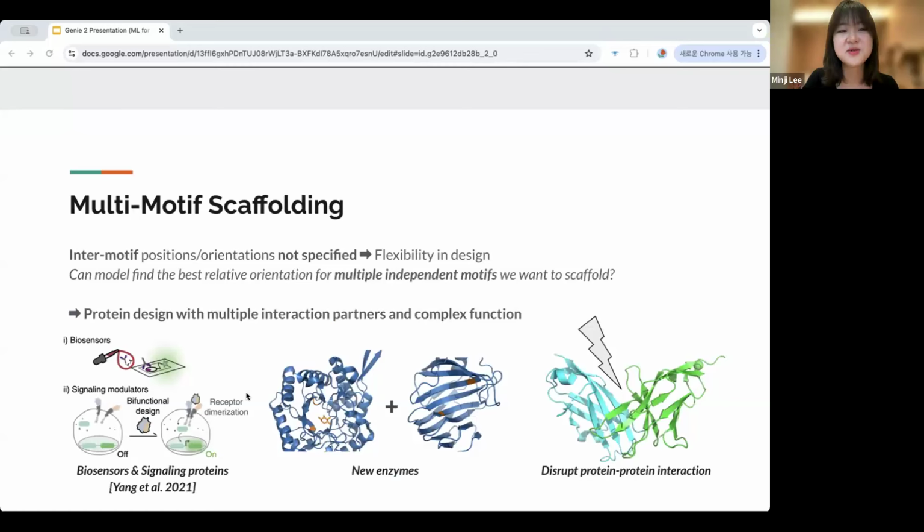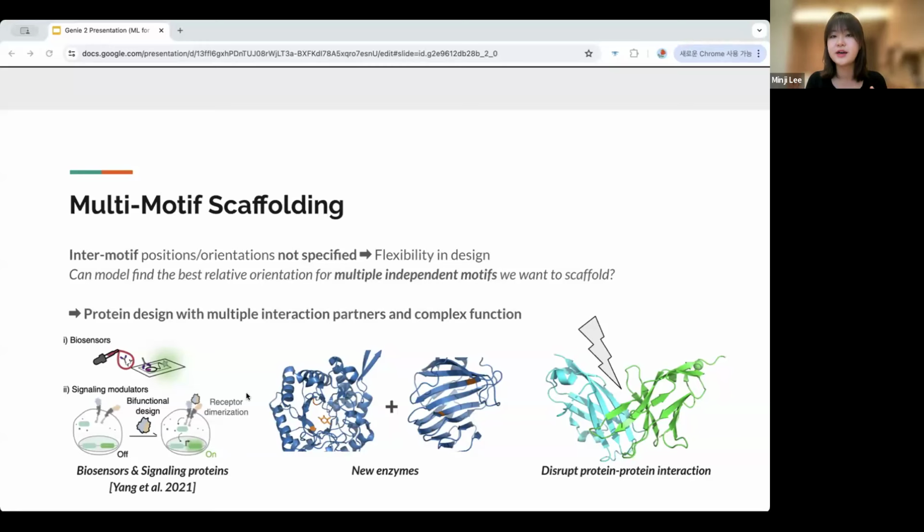So going to the next, we evaluate Genie on 6 newly created multi-motif scaffolding tasks, which we think have large potential for complex protein design tasks, such as designing biosensors, signaling proteins, enzymes, and protein-protein interaction disrupting or enhancing protein therapeutics. In the previous single motif scaffolding problems, we had continuous motifs consisting of multiple segments, but they are a single functional unit, and thus the intermotif position is specified in the problem. So they are in a fixed orientation relative to each other.